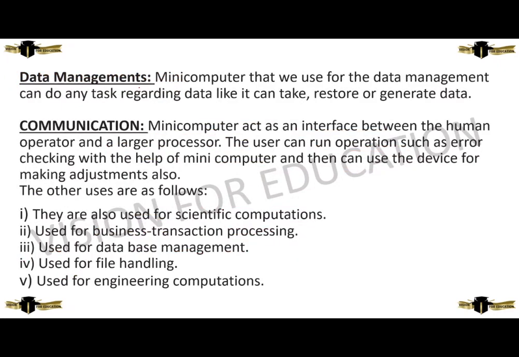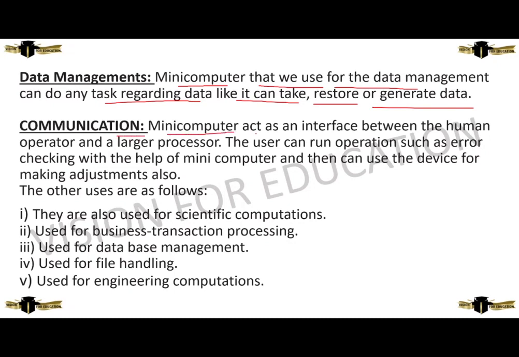The second primary purpose is data management. Minicomputers that are used for data management can do any task regarding data, like it can take, store and regenerate. The third primary purpose of the minicomputer is communication.